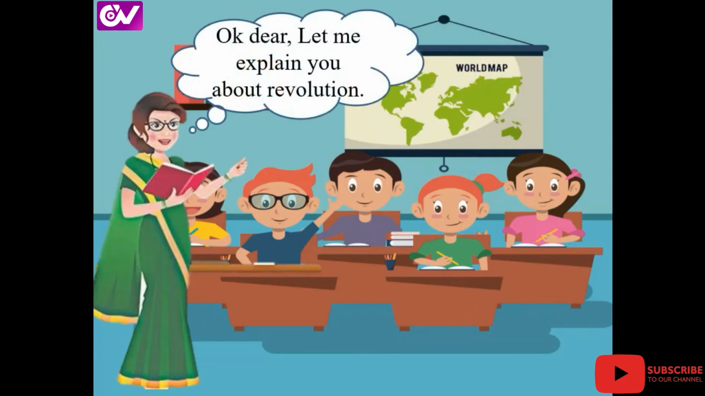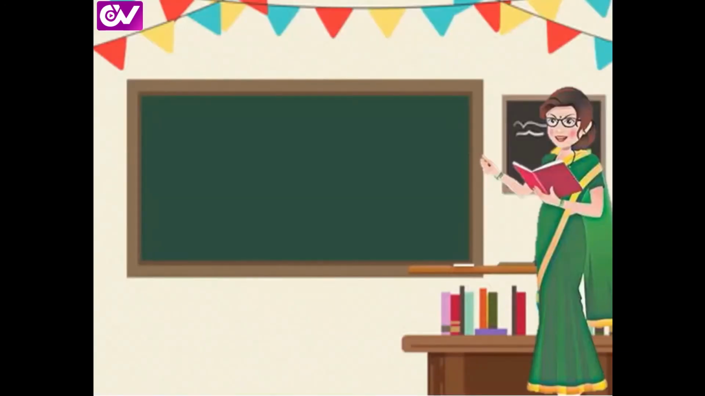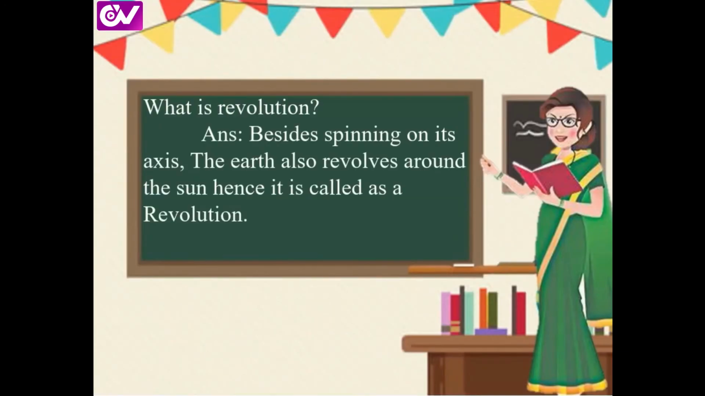Okay dear. Now let me explain to you about revolution. What is revolution? Besides spinning on its axis, the earth also revolves around the sun. It is called revolution. Besides means apart. Apart from spinning on the axis, that imaginary line, the earth revolves around the sun. That is called revolution.